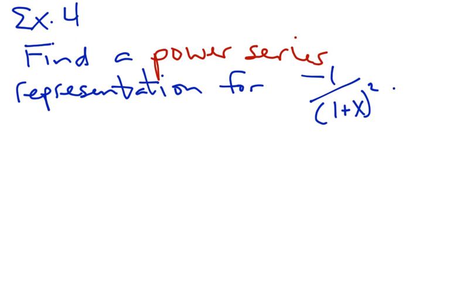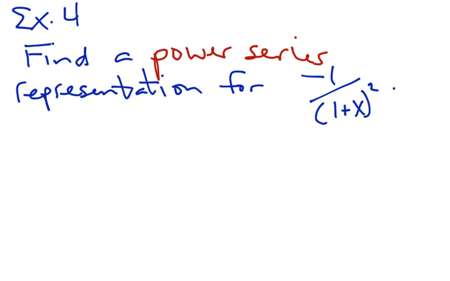So example 4 says to find a power series representation for the function negative 1 divided by the quantity 1 plus x squared. So pause the video, go give it a shot, see if you can use that last theorem to come up with some sort of result. Alright, so hopefully we had some success, or at least made some progress to understand better what we need to do.